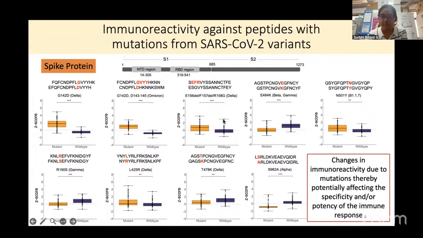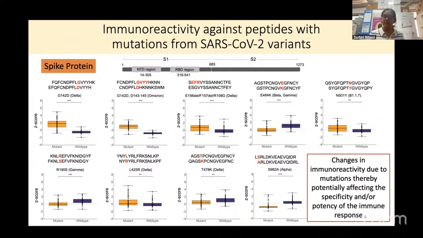You can see that for some mutations, the response in the wild type peptide is higher. For example, for this particular mutation, E484K in Beta and Gamma, the response is higher in the wild type and lesser in the mutant peptide, which means that this mutation is most likely responsible for decreasing immune reactivity. Whereas there were a few mutations, like G142D in Delta and this one in Omicron, where the response was higher in the mutant peptide, which means that these mutations are most likely responsible for increasing immune recognition.